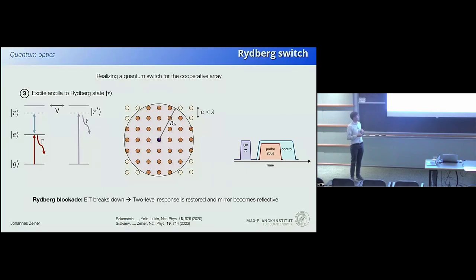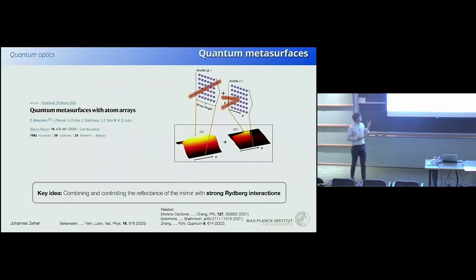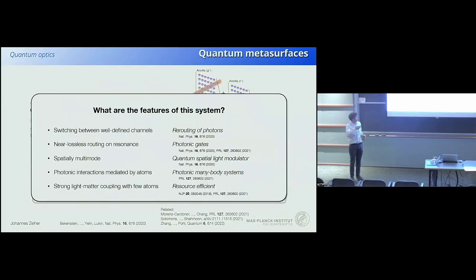and the system within this blockade radius goes back to a standard two-level response, like before. This is an idea that was also brought up, and I think pretty much pioneered by the Lukin group, in particular Rivka Bekenstein here, where they described how one can use this combination of ordered atomic arrays together with this Rydberg control for a variety of applications.